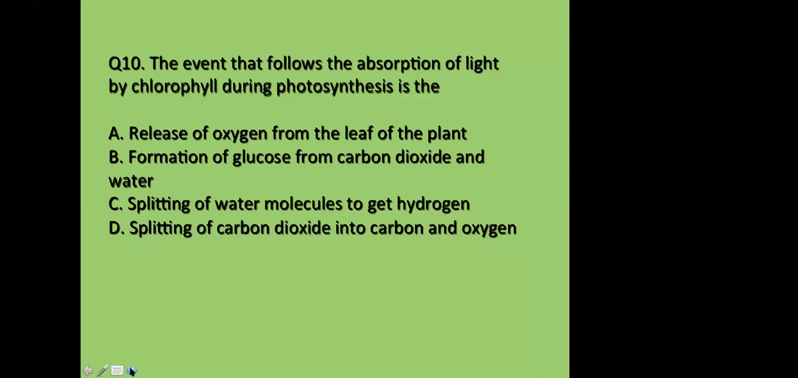The event that follows the absorption of light by chlorophyll during photosynthesis is: the release of oxygen from the leaf of the plant, formation of glucose from carbon dioxide and water, splitting of water molecules to get hydrogen, or splitting of carbon dioxide into carbon and oxygen. What happens after photosynthesis?